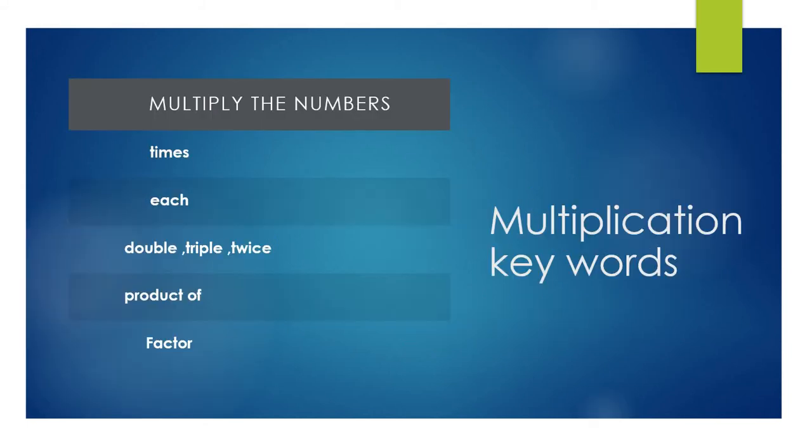Sometimes the word problem asks you to multiply in other words. These words are times, double, triple, twice, product of, factor. Let's look at an example.